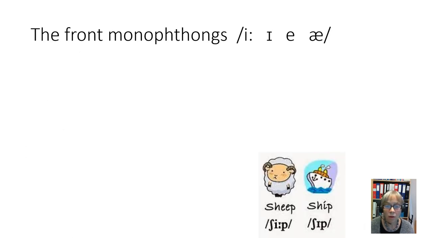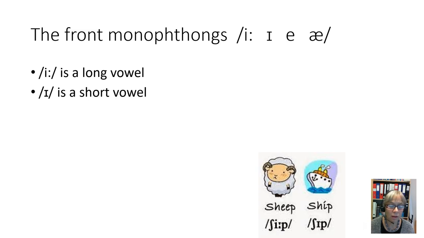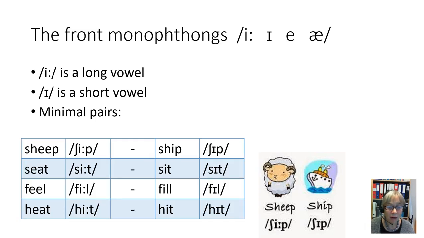Let's look at the monophthongs first in some more detail. E is a long vowel, I is a short vowel, and these are two different phonemes in English, and exchanging one for the other may bring about a change in meaning, as you see in these minimal pairs. Minimal pairs are word pairs that differ in terms of one phoneme only. So you get a difference in meaning if you say sheep or ship, seat, sit, feel, fill, heat, hit.